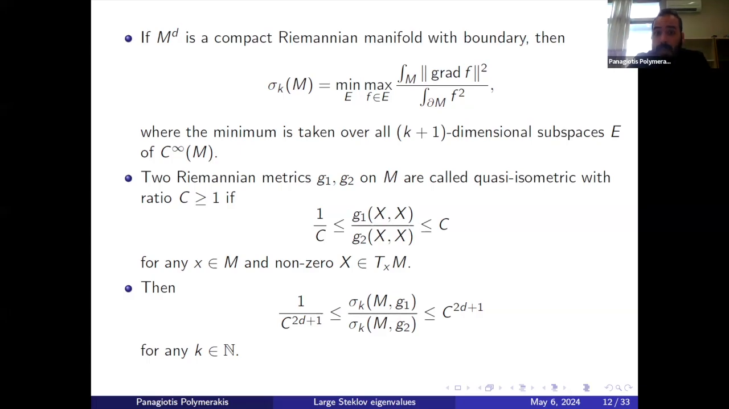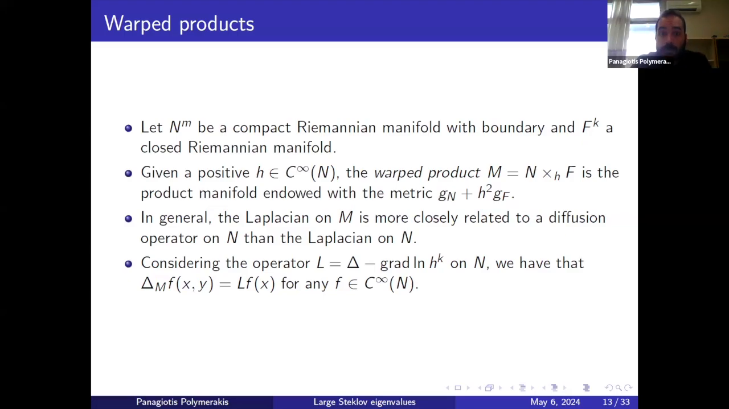So to be more precise, we say that two Riemannian metrics, G1 and G2, on our manifold are quasi-isometric with ratio C, if lengths are uniformly comparable. Okay? And this allows us to compare the norm of the gradient of functions with respect to these metrics and also volume elements. So from the min-max characterization, we obtain that in this case, Steklov eigenvalues are uniformly comparable. Okay, now let's start our discussion on warped products.